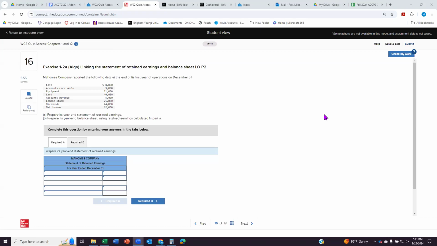So this is just meant to show us the relationship between the statement of retained earnings and the balance sheet. They want us to prepare a year-end statement of retained earnings and then use the information to do the balance sheet.